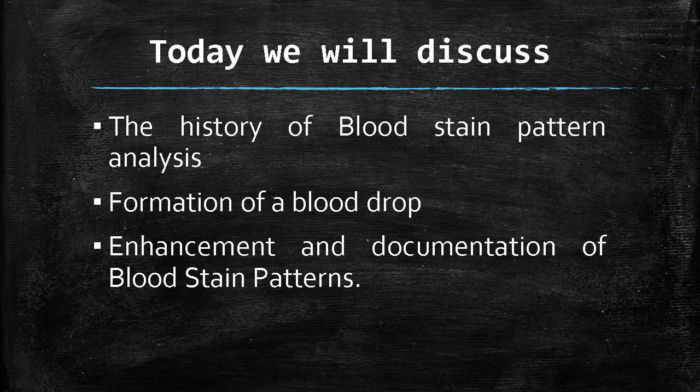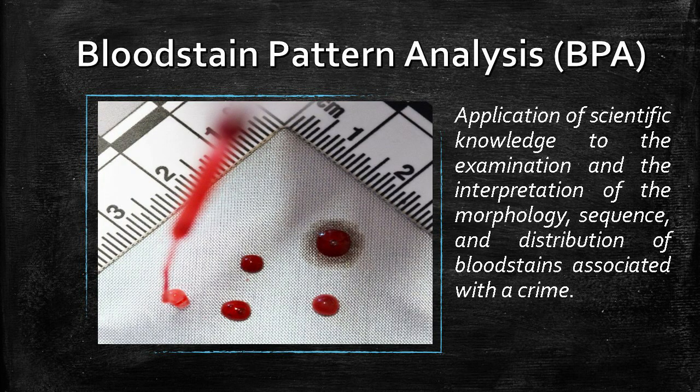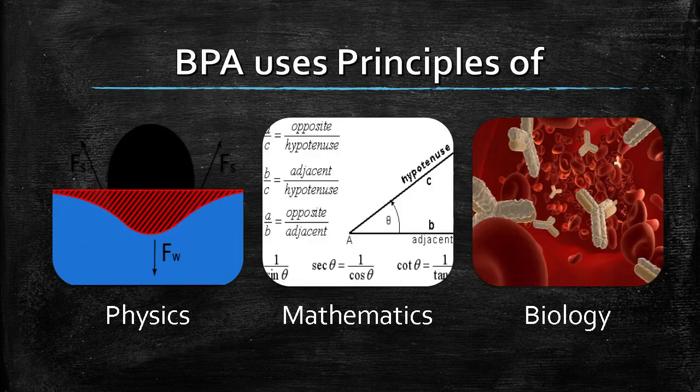of bloodstain patterns. According to the Scientific Working Group on Bloodstain Pattern Analysis, a spatter stain is defined as a bloodstain resulting from a blood drop dispersed through air due to an external force applied to a source of liquid blood. Bloodstain pattern analysis is the application of scientific knowledge to the examination and the interpretation of the morphology, sequence, and distribution of bloodstains associated with a crime. BPA uses principles of biology, physics, and mathematics.